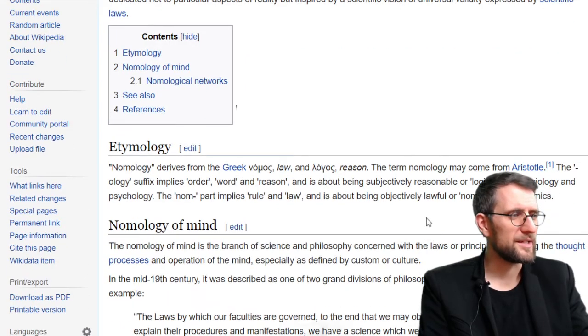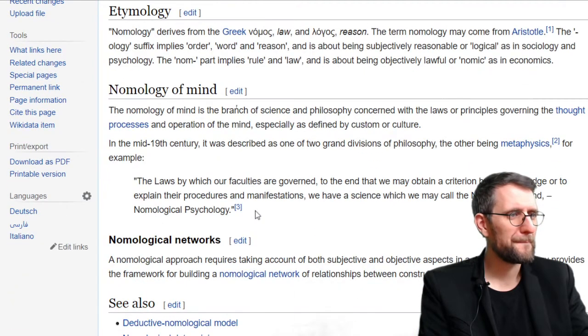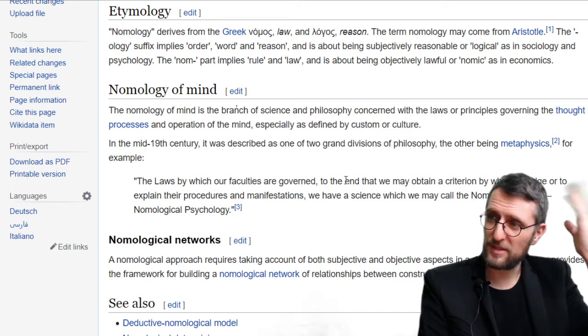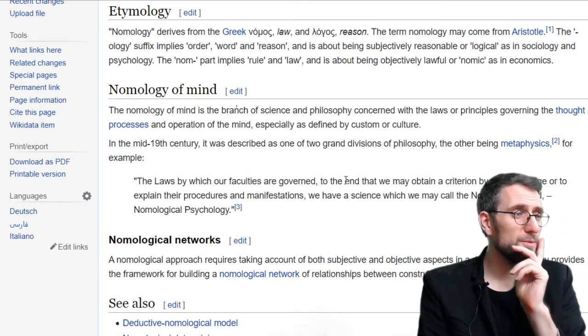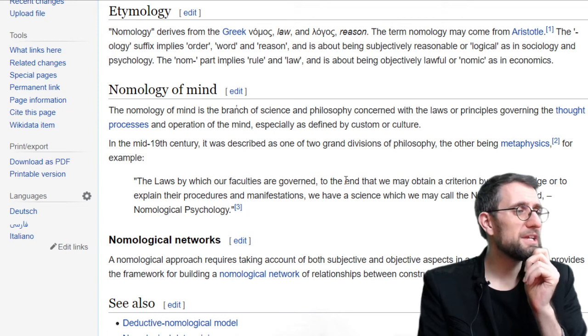Do we have an example? Just looking for an example. The laws by which our faculties are governed, I guess our capabilities in our mind, or what? To the end that we may obtain a criterion by which to judge or to explain their procedures and manifestations, we have a science which we may call nomology of mind.